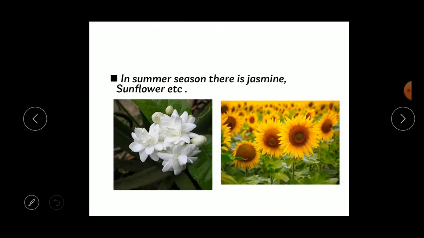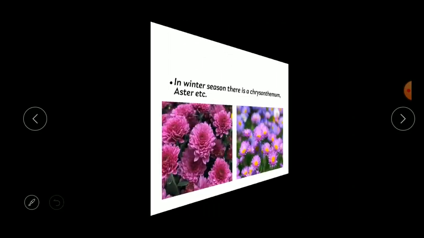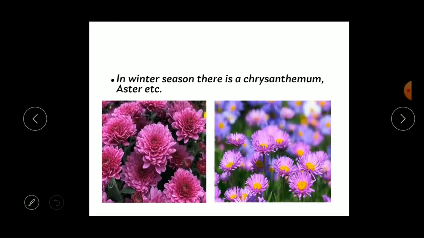There are some flowers which are grown specially in particular seasons only. Basically we have three seasons: summer, rainy, and winter. In the summer season there are jasmine, sunflower, etc. So this is a jasmine and this is a sunflower. The next one is the rainy season, where there are dahlia and blossom. In the rainy season we usually find the dahlia and the blossom and some other flowers also which are grown specially in that particular season only.